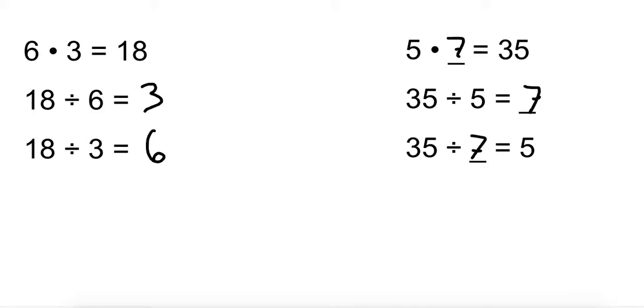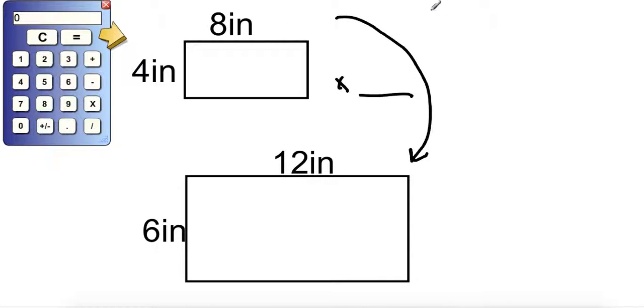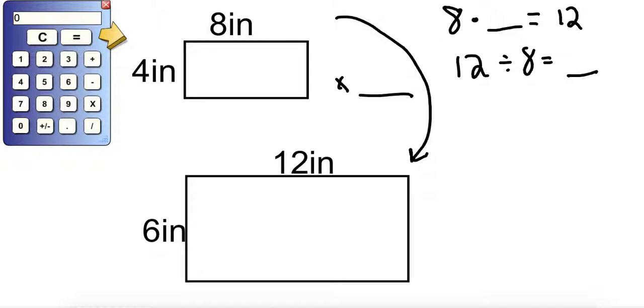Now, in this example, I know that 8 times some number gives me 12. I don't know what this number is, but I can use division, 12 divided by 8, to give us our missing scale factor. You'll have the luxury on the assessment and during schoolwork to have a calculator. So I can use 12 divided by 8 to give me my scale factor of 1.5. So I know that 8 times 1.5 will give me 12. I can also check over here.